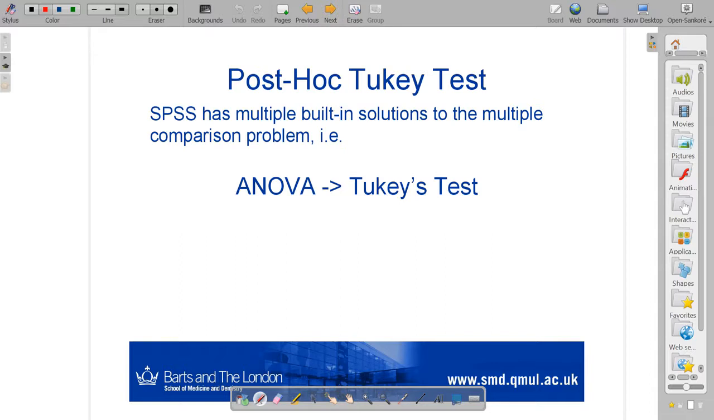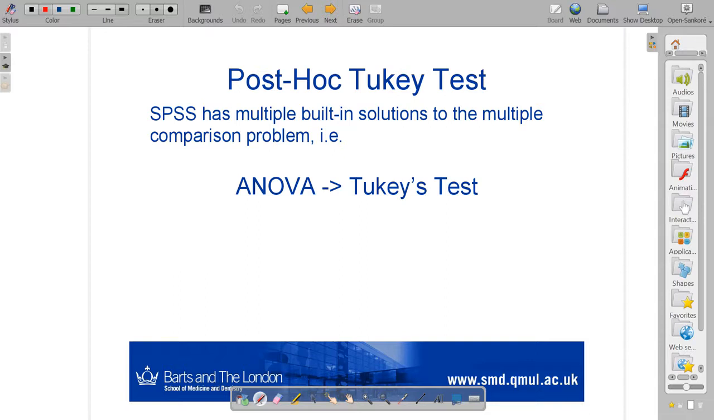Fortunately, when we're in the parametric regime, so we can use t-tests and analysis of variance, our giant calculator called SPSS has built-in functions and built-in solutions to this problem. So if we do analysis of variance and we want to do a multiple comparison to determine which of our groups were different from the other ones, then it has some options.